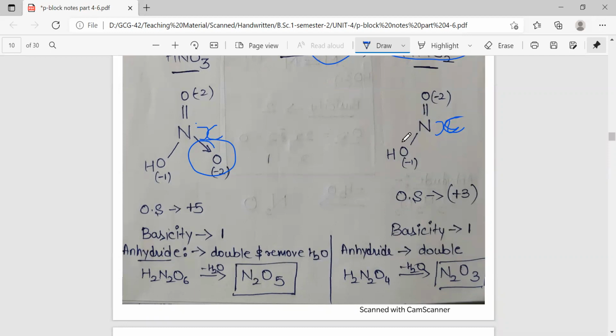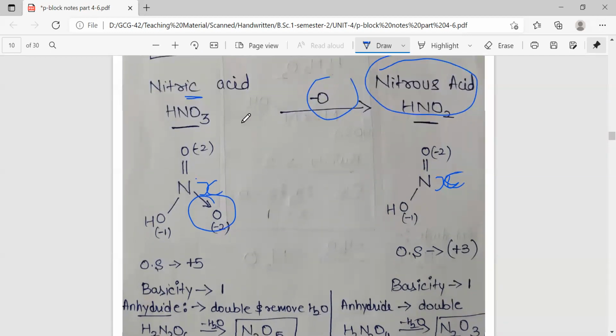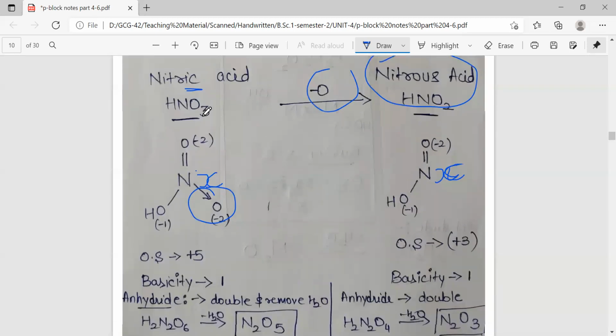Next we come to the anhydride. Now how to know what is the corresponding anhydride for any oxy acid? Whenever we want to know the anhydride, we remove all the possible number of water molecules. If the number of hydrogens is even, then we'll remove the water molecules directly. But if the number of hydrogens is odd, we'll double the formula, to make the number of hydrogens even. So here, after doubling the formula, we'll get H2N2O6.